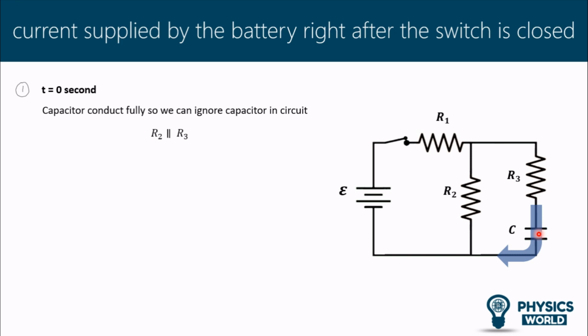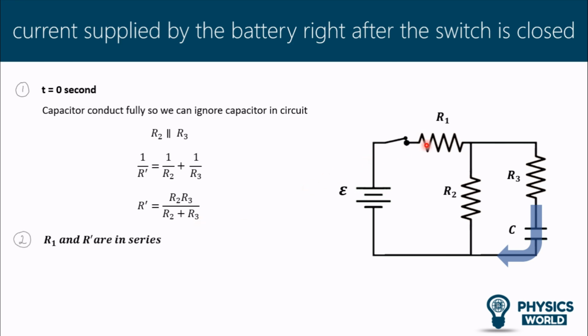Now in absence of the capacitor, resistors R2 and R3 are in parallel connection. So the parallel resistance of R2 and R3 is given by R dash, where 1 upon R dash is equal to 1 upon R2 plus 1 upon R3. Here you can see R dash is equal to R2 R3 upon R2 plus R3.